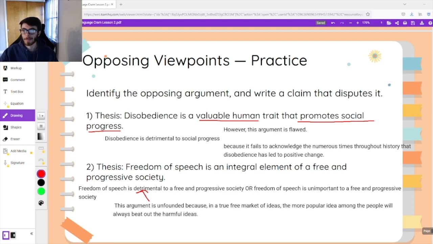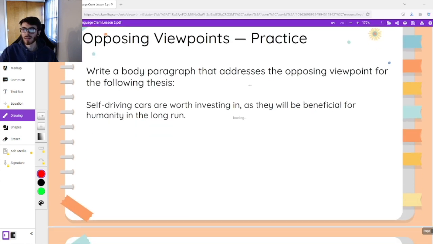I was about to ask if anyone had any questions. I need to retrain my brain a little bit for these. But yeah, that is how opposing viewpoints work. We identify the opposing viewpoint, we dispute the opposing viewpoint, and we provide evidence for why our disputing of the opposing viewpoint is correct rather than the viewpoint itself.